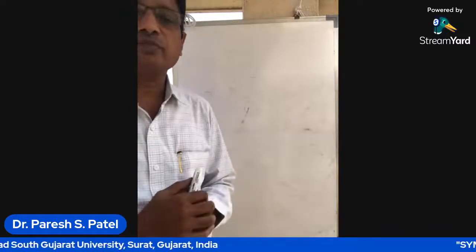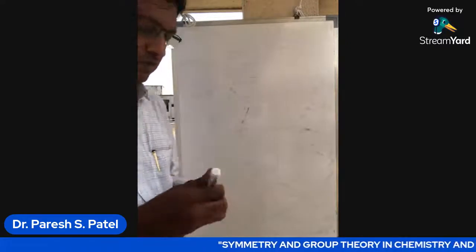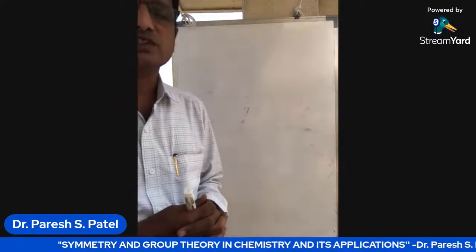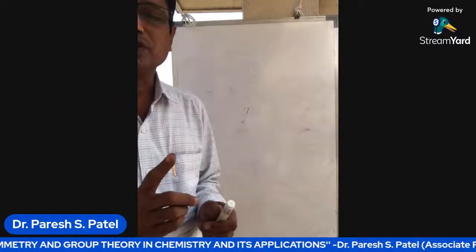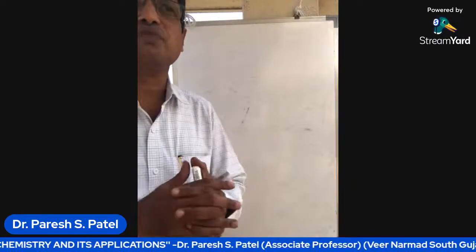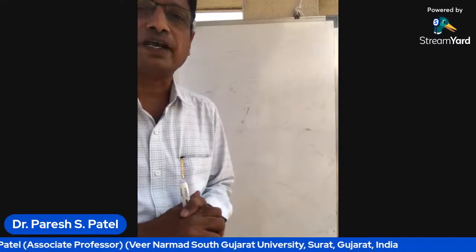So in case of the ammonia molecule, the number of classes is equal to 3. The ammonia molecule consists of 6 symmetry elements, but the number of classes is equal to 3. E is conjugate to itself to form an individual class. C3 plus and C3 minus are conjugate to each other to form a combined class. And sigma VA, sigma VB, sigma VC are conjugate to one another to form a combined class.